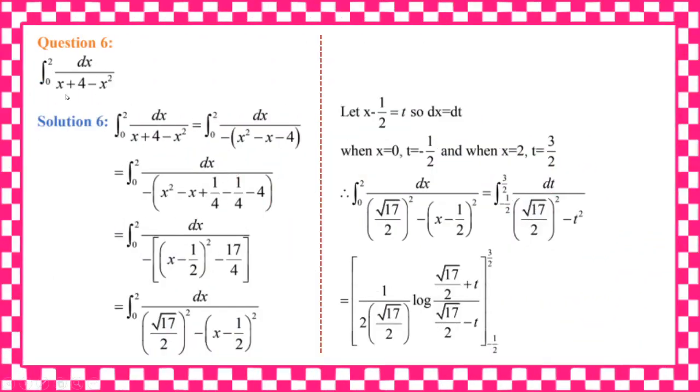Question number 6. Here minus is given with x square. So first of all we are taking this minus outside. x square minus x minus 4.